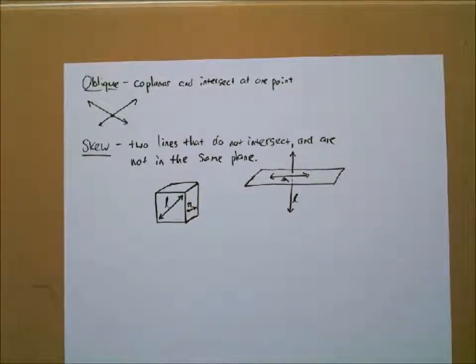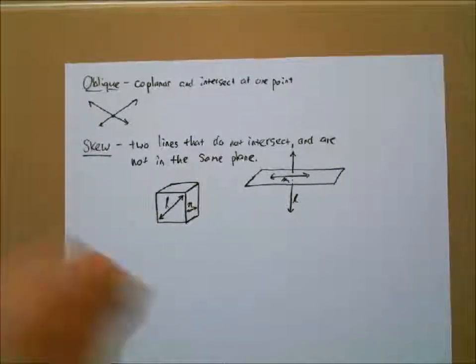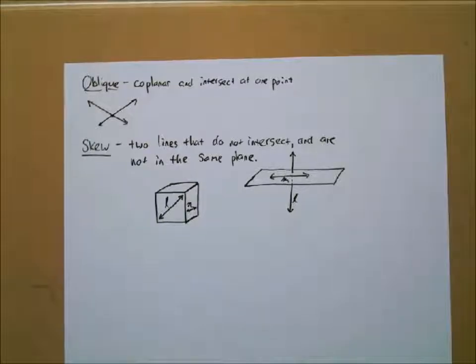So I would say when you see it on an assessment or something like that, it should be clear these are skew, these are parallel, and you won't have to worry about drawing the distinction between the two, with that kind of subtle of a distinction.